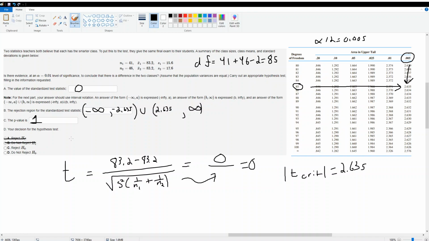Additionally, our critical value of 2.65 gives a rejection region of here, so if we were to reject, our test statistic has to be within here. 0 is obviously not inside this interval, so therefore we will fail to reject the null hypothesis.